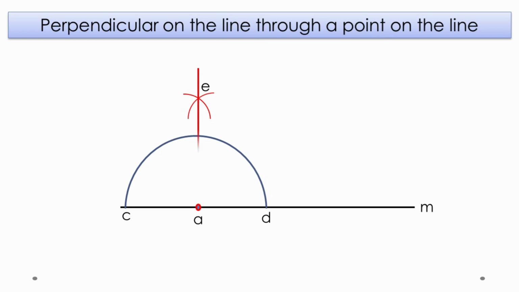Join point E to point A with the help of a ruler. This line EA is perpendicular to the line M.